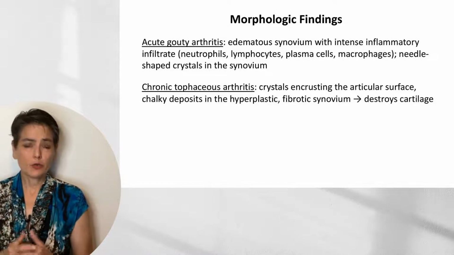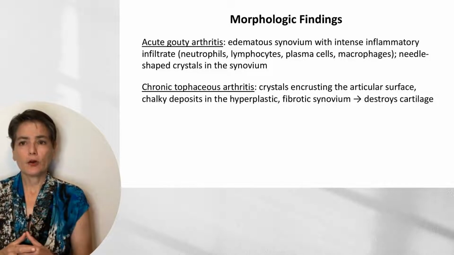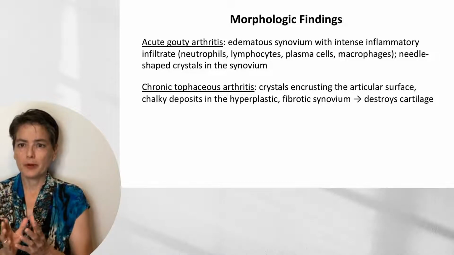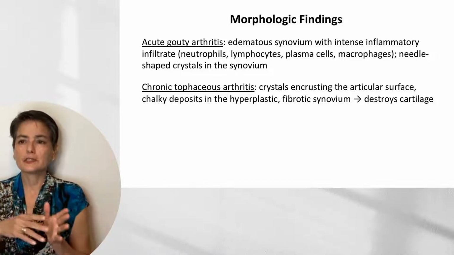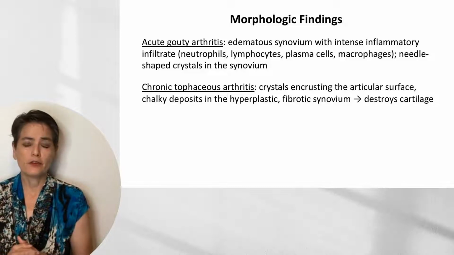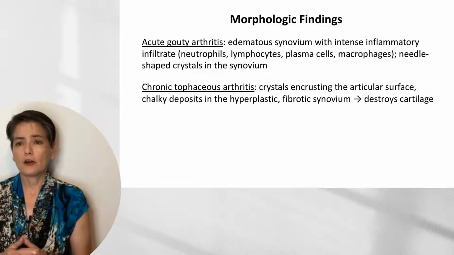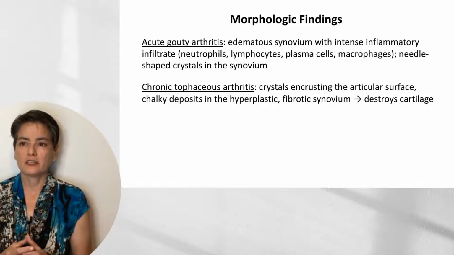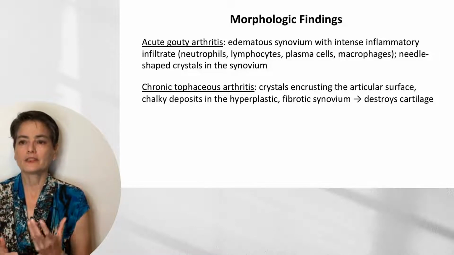So what will we see morphologically? In acute gouty arthritis, we're going to see an edematous synovium with intense inflammatory infiltrate, and everybody is coming to the party. We have neutrophils, lymphocytes, plasma cells, macrophages, and we can also identify needle-shaped crystals in the synovium. Chronic tophaceous arthritis is characterized by crystals that absolutely encrust the articular surface and these chalky deposits in this hyperplastic fibrotic synovium with cartilage destruction.